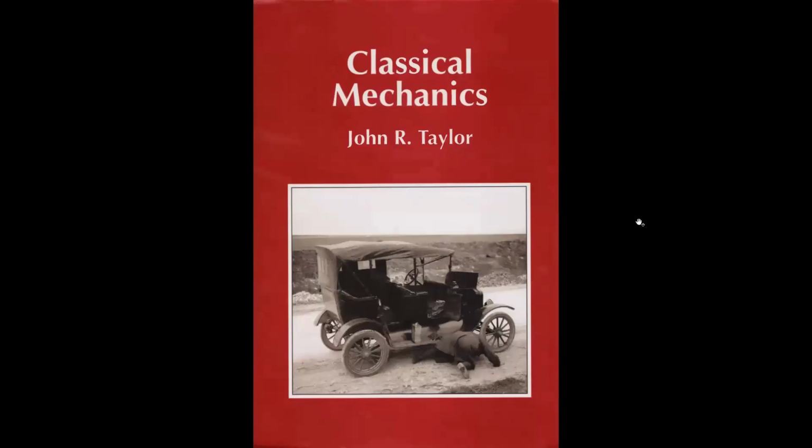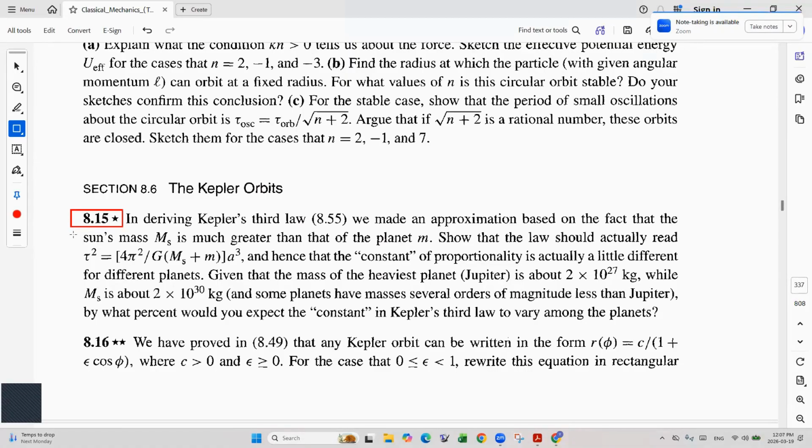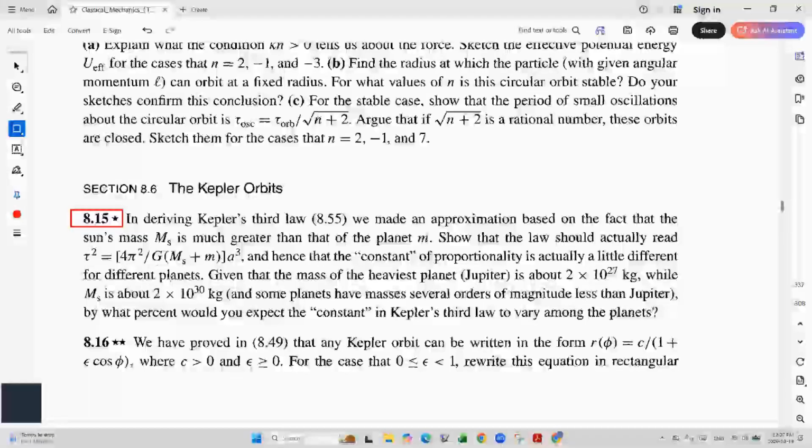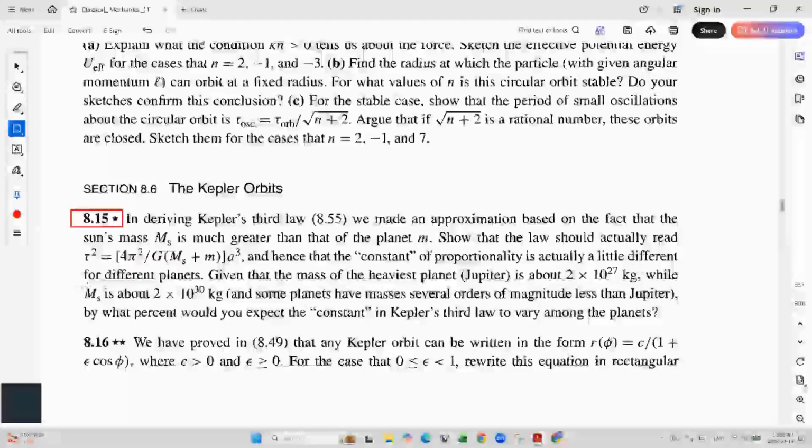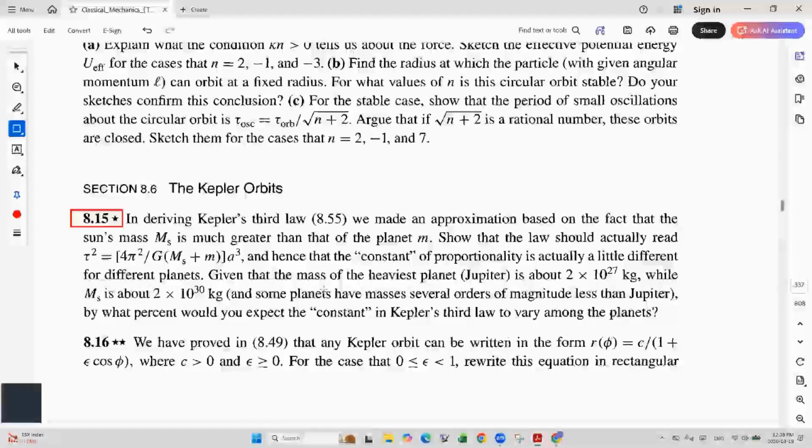Hi, questions in mechanics. In this textbook, problem 8.15 shows that Kepler's third law should read as this one, and hence that the constant of proportionality is actually a little different for different planets. Given the masses of Jupiter and the Sun, by what percent would you expect the constant in Kepler's third law to vary among the planets?